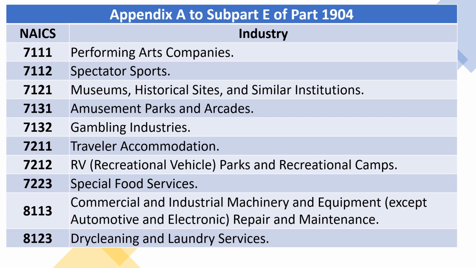7211. Traveler accommodation. 7212. RV, recreational vehicle, parks and recreational camps. 7223. Special food services. 8113. Commercial and industrial machinery and equipment, except automotive and electronic, repair and maintenance. 8123. Dry cleaning and laundry services.